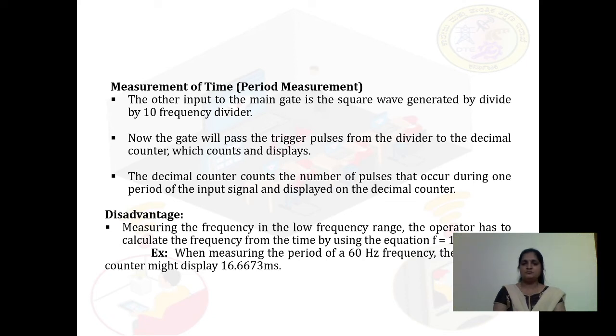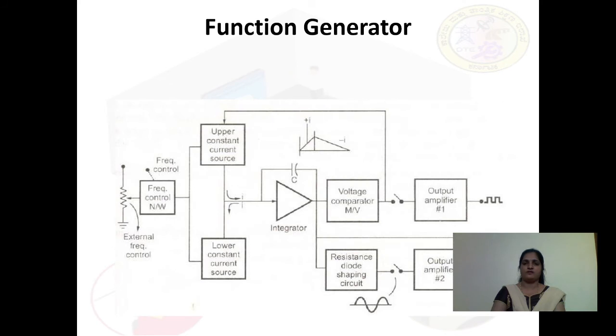For example, if we think about a high frequency range, it's not possible. While measuring this period, for example, here we have considered a 60 Hertz frequency. The electronic counter might display 16.6673 milliseconds. This is not the most efficient method. That's why it is limited to only the low frequency range. This is the information about a digital measurement of time.